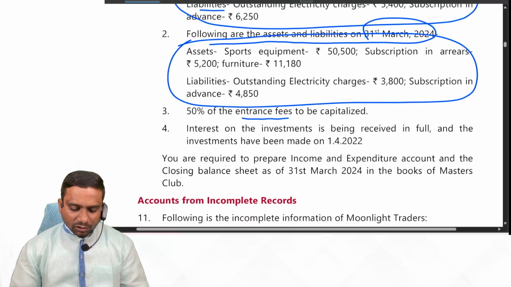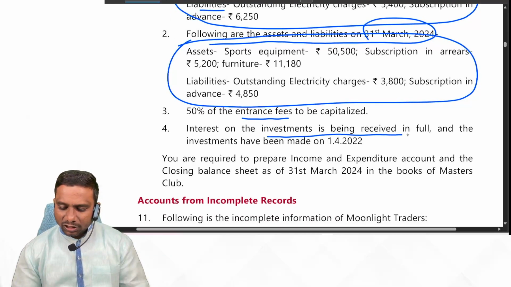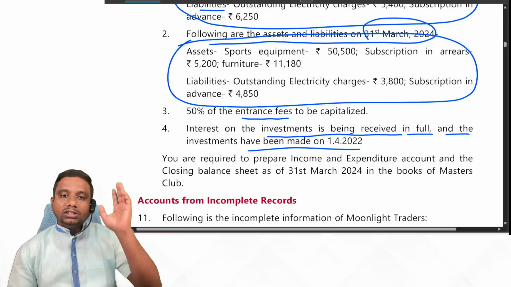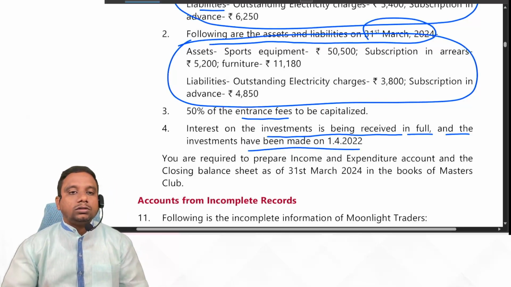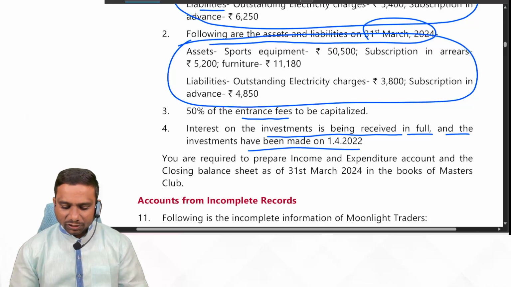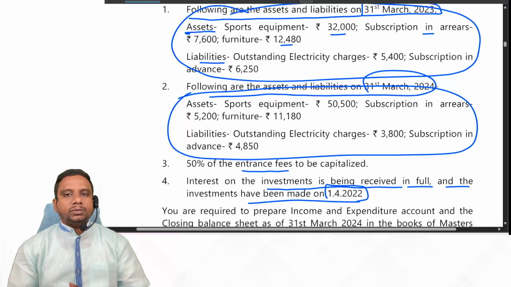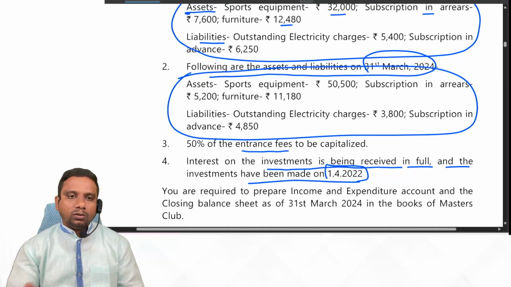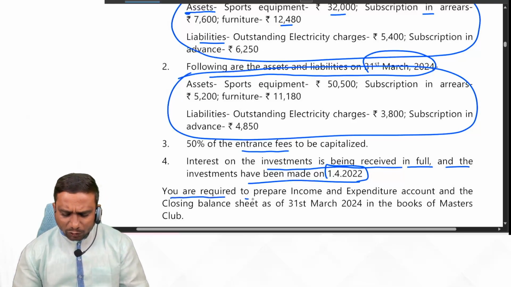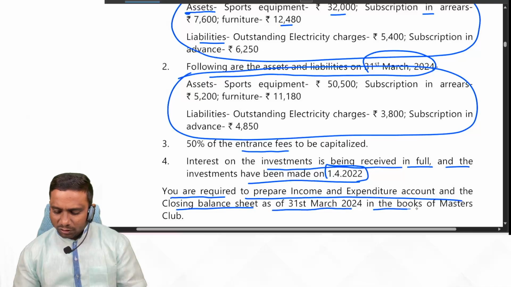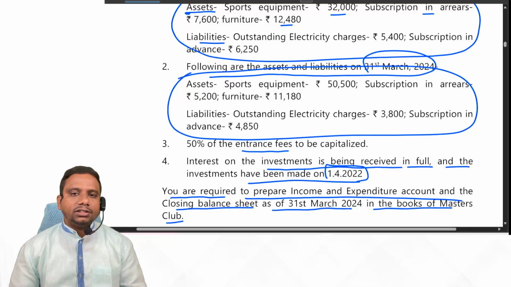Next adjustment. Interest on the investment is being received in full, and the investments have been made on 1st April, beginning of the previous year. Can you tell me how much is investment? I didn't give it, so we have to calculate. You are required to prepare income and expenditure account and closing balance sheet as of 31st March 2024 in the books of Masters Club.